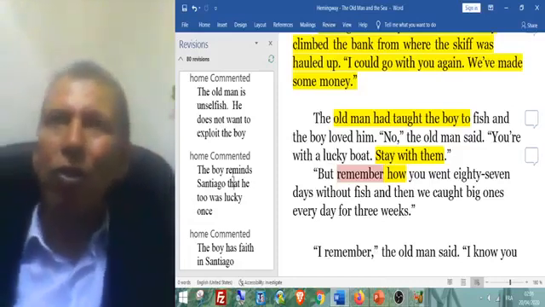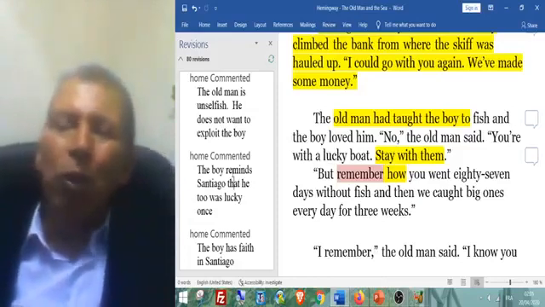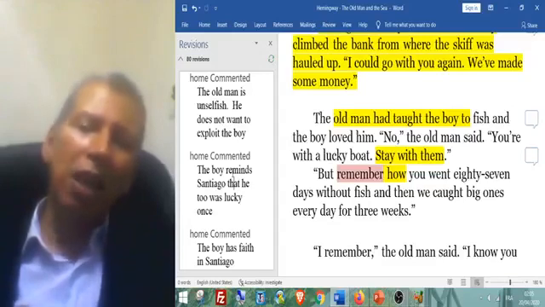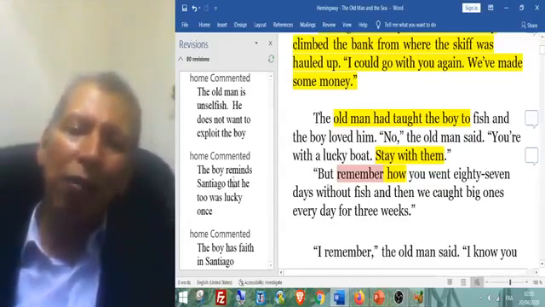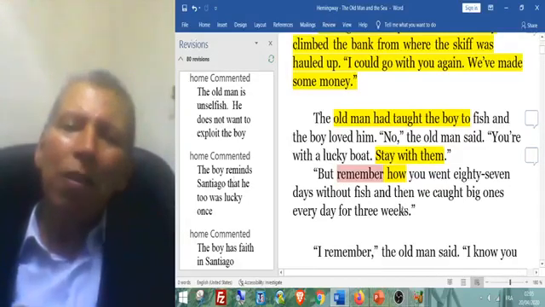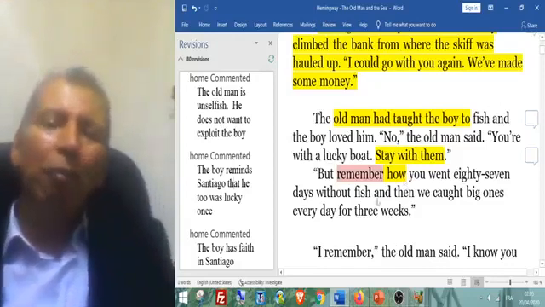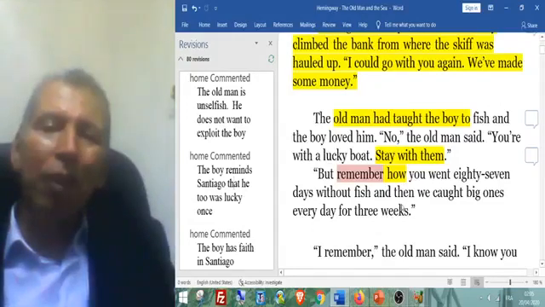In other words, Manolo is reminding Santiago that there are ups and downs in life. There are ups and downs in life. Manolo is supporting, is trying to give some self-confidence to Santiago. He has faith in him.